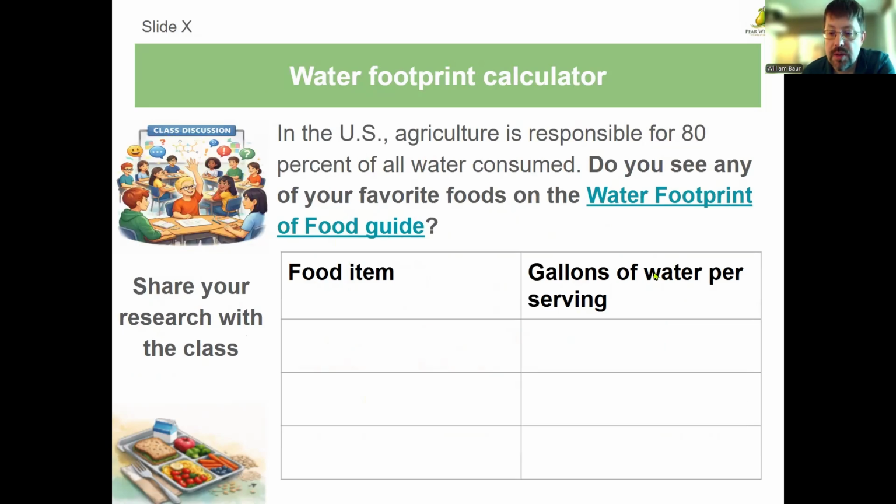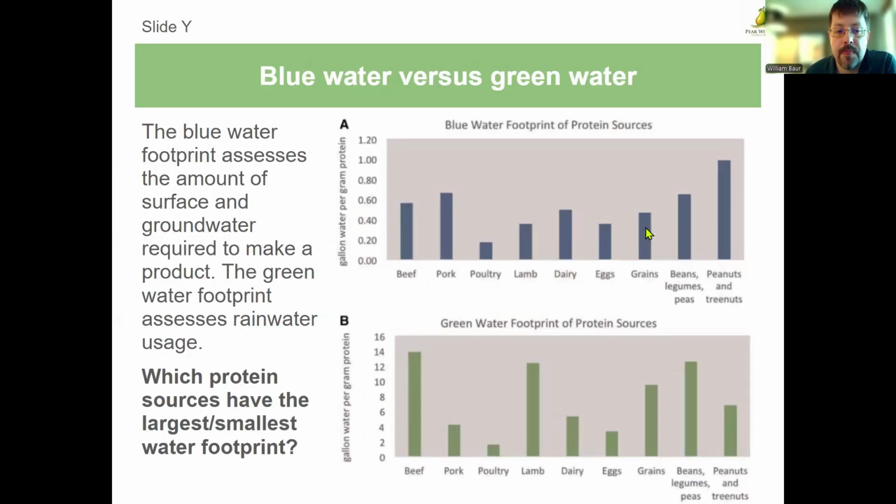So we've looked at carbon footprint. Now we're going to look at water footprint as well. And so students can look at certain food items and use this website to calculate the water footprint in gallons per serving of food. Here's some additional data that I found about different protein sources and the water that's required to grow these crops.